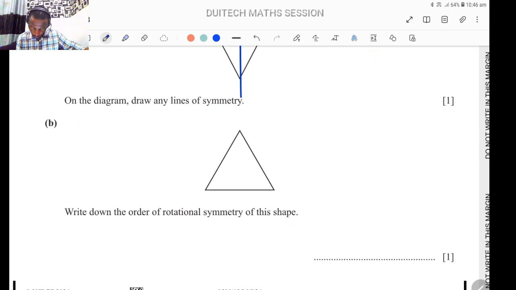The other one says write down the order of rotational symmetry of this shape. Because this particular shape is isosceles in nature, if we rotate it like this, it will be like this.